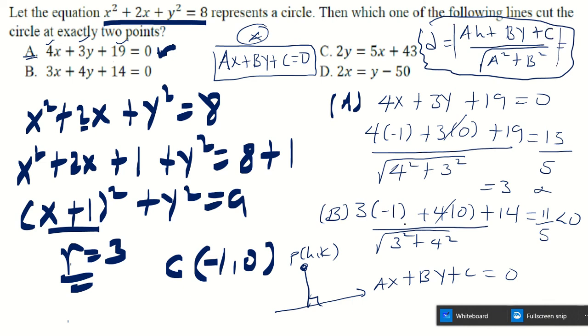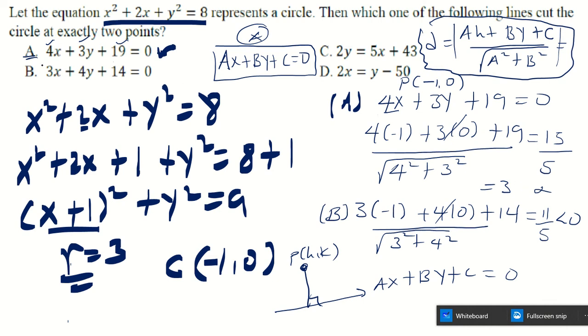Now our point is the center, because we are trying to find the distance between the line and the center. Let's do it for A. The equation of the line is 4x plus 3y plus 19 is equal to 0, and our point (h, k) this time is (negative 1, 0). Then 4 times negative 1 plus 3 times 0 plus 19 over the square root of 4 squared plus 3 squared. The 0 cancels, and negative 4 plus 19 is 15. 15 over 5 is 3.